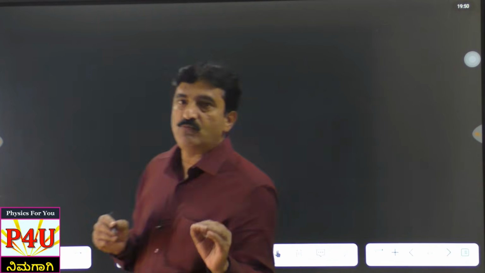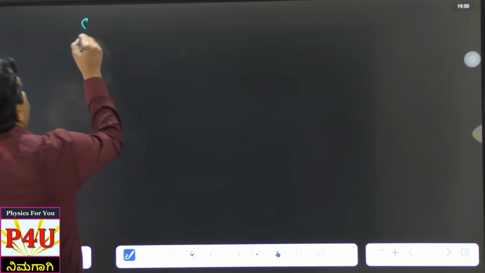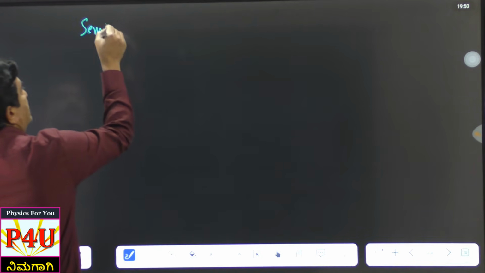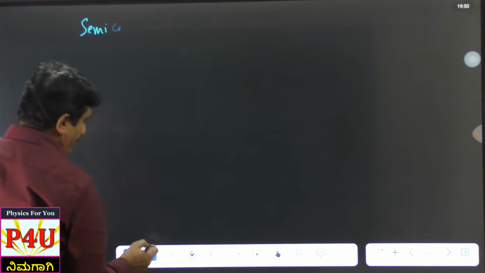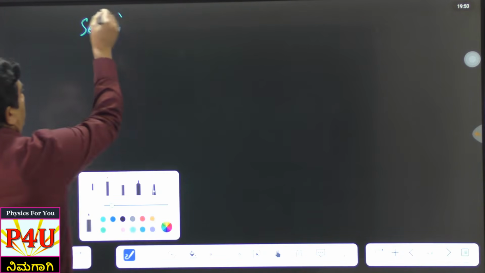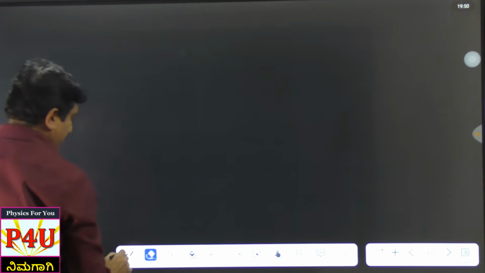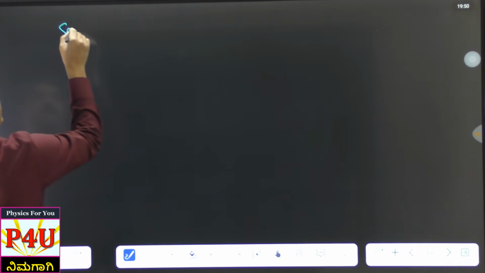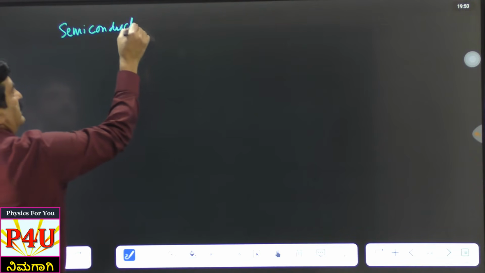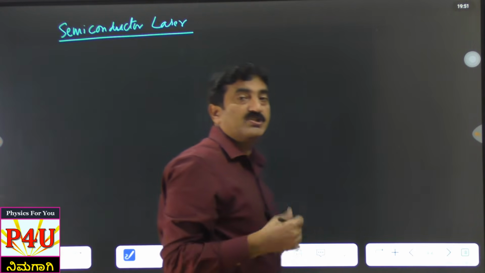Well, with this now I move on to the construction and working of one laser, that is the semiconductor laser. I told you, there is a separate type of laser called the semiconductor laser. What is this semiconductor laser? What are the specialities of semiconductor laser, where it is used, and how is the semiconductor laser constructed and how does it work?